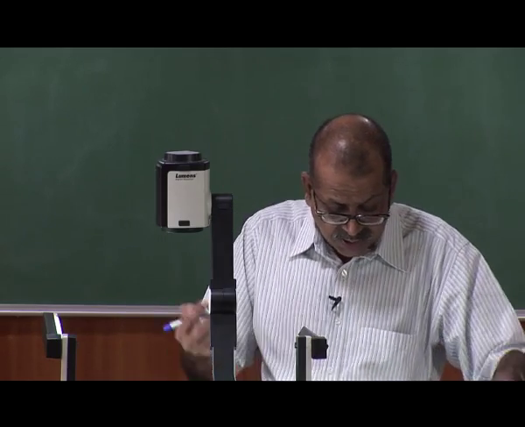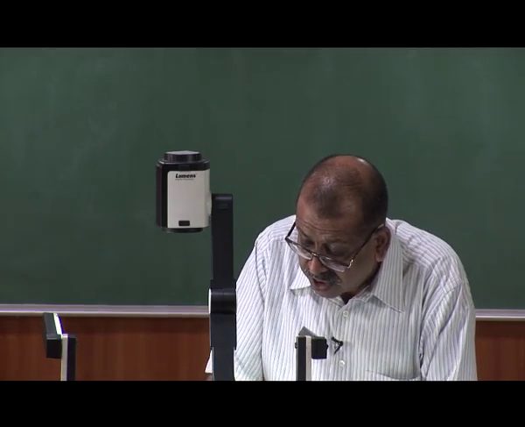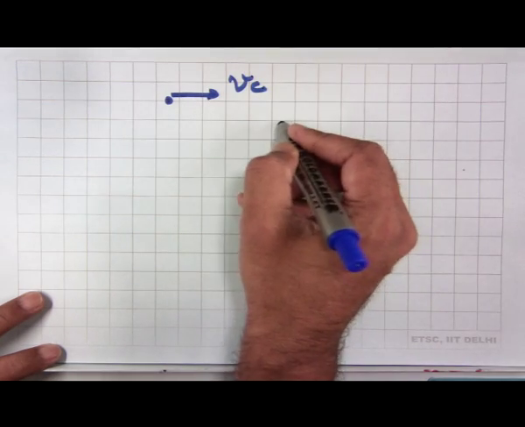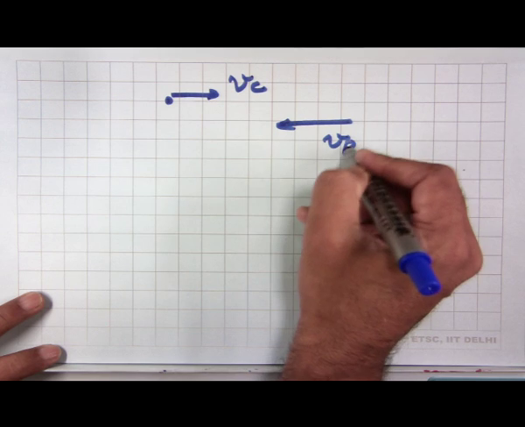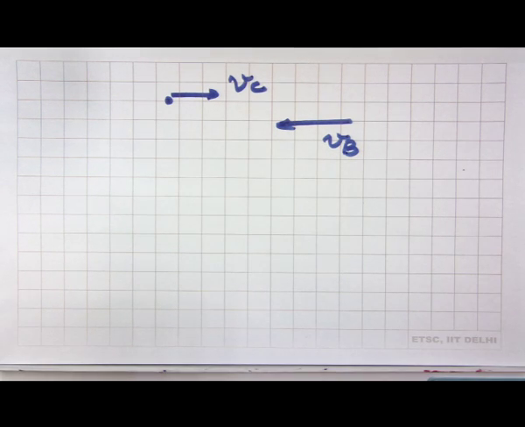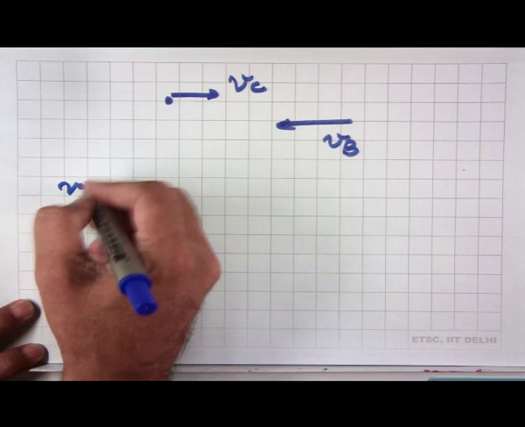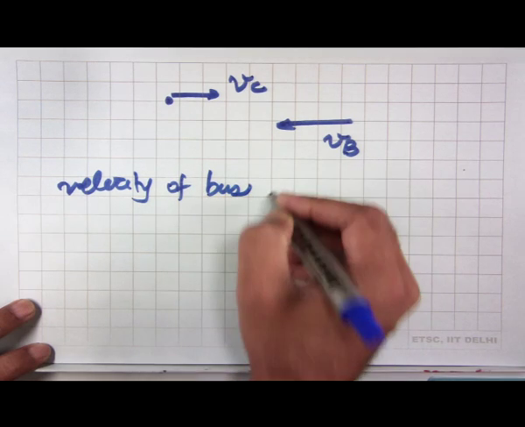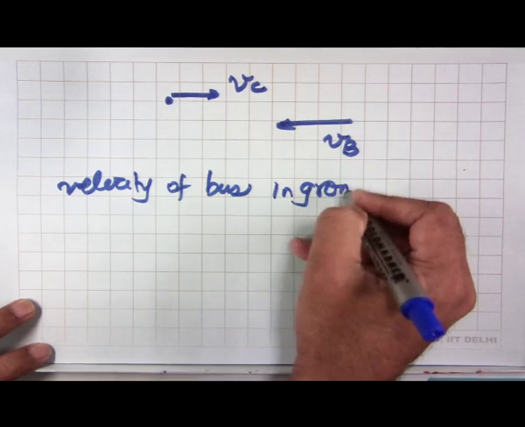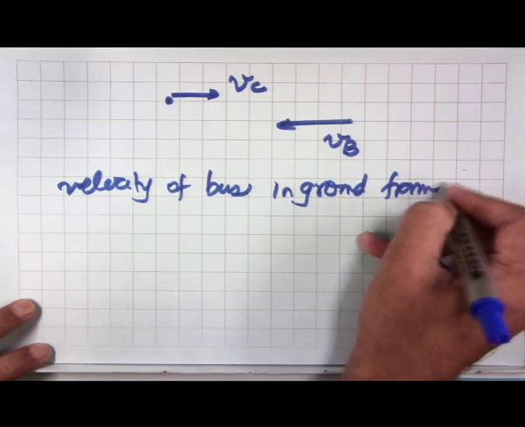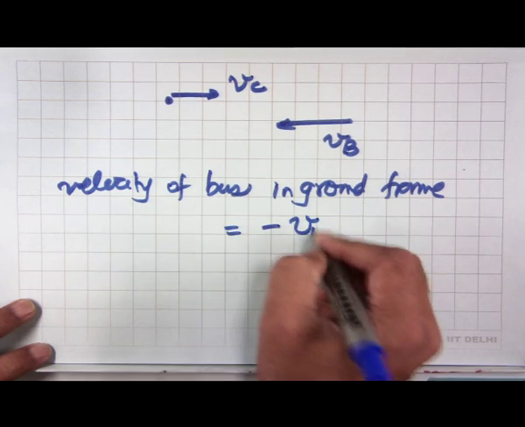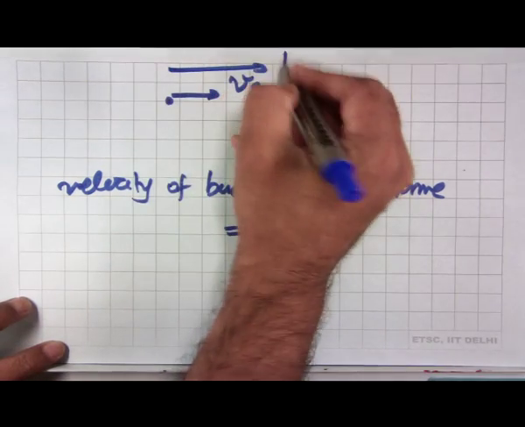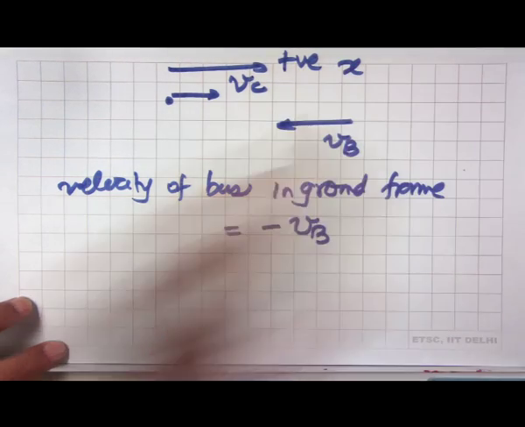Now, let us look at the motion in the reverse direction. So, the cyclist is moving like this, the bus is moving in the opposite direction. So, here now the velocity of the bus in the ground frame is equal to minus of Vb. The minus sign comes because we are assuming this as the positive x direction.